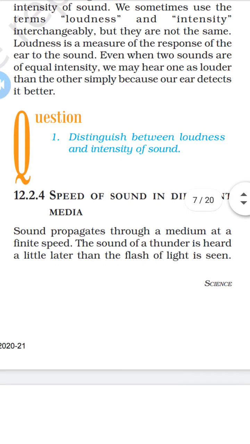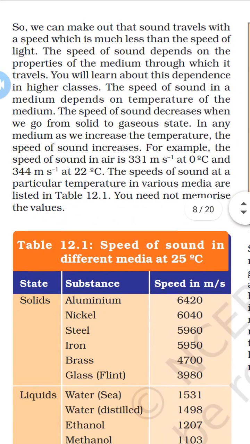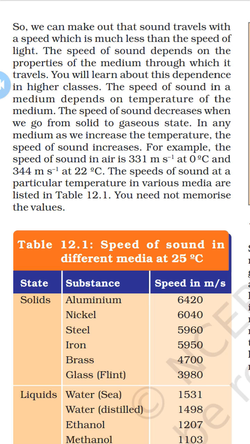Now the next topic is speed of sound in different media. Sound can propagate through a medium at a finite speed. During the monsoon season, we hear the sound of thunder a little later than the flash of light, because sound travels with a speed which is much less than the speed of light. Due to this reason the sound of thunder is heard a little later than the flash of light is seen.